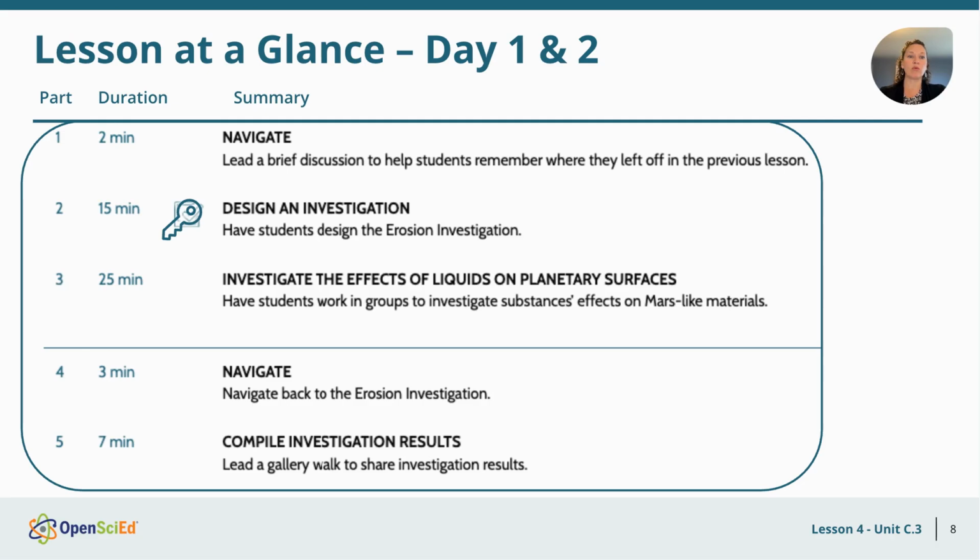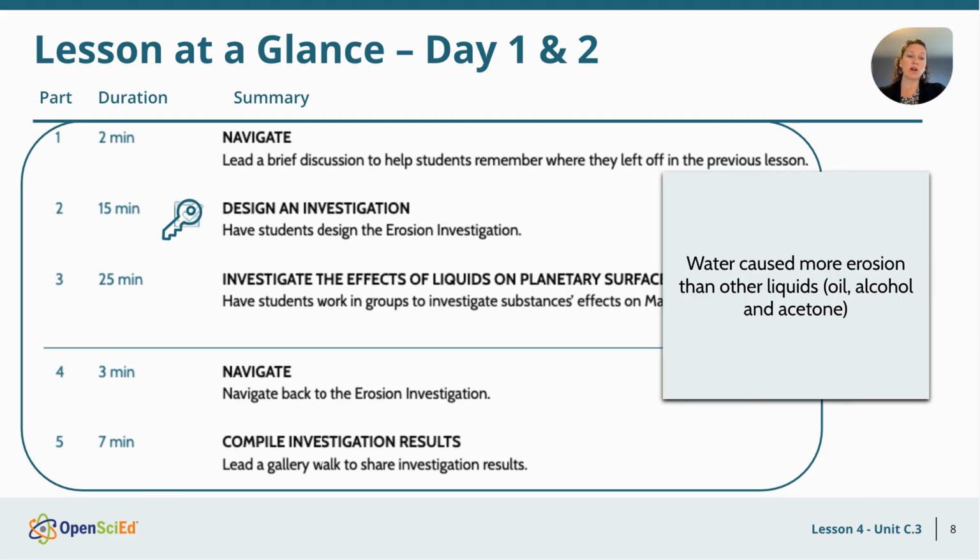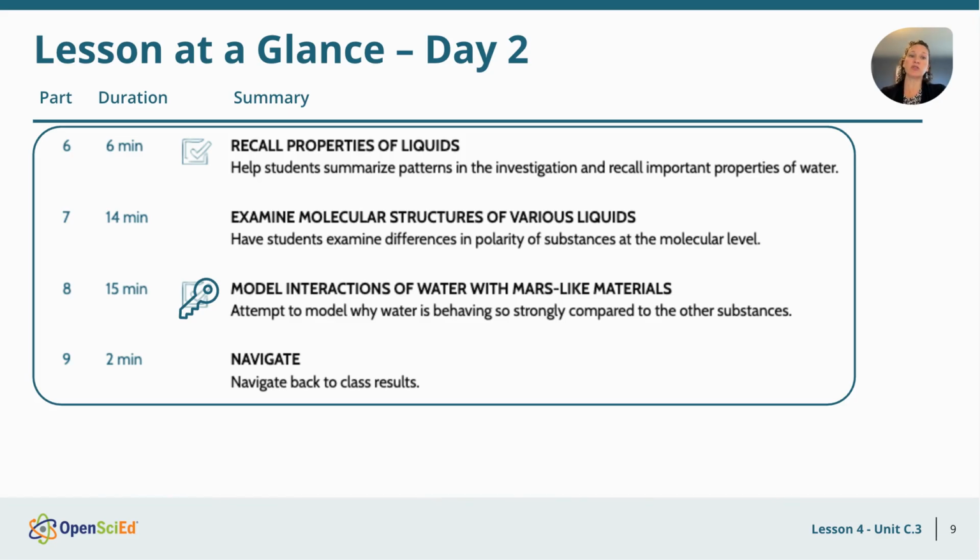We want to see if water and other liquids make the same erosion patterns. We figure out that water caused most of the erosion. Oil caused the least amount of erosion, and alcohol and acetone seem to be somewhere in between water and oil. We wonder if the patterns in our investigation results relate somehow to the structure or the properties of these various liquids. So in the second loop, the students are considering the small-scale properties of water, and they examine the molecular structures of these other various liquids to see if they can use their models to explain the properties and the results from their erosion investigation.